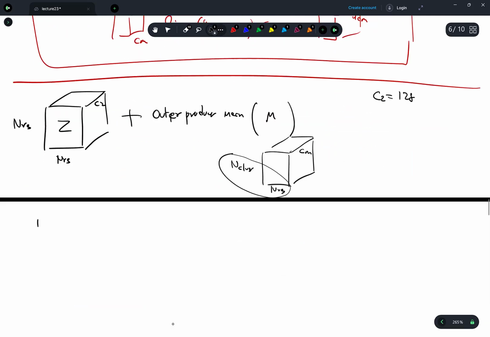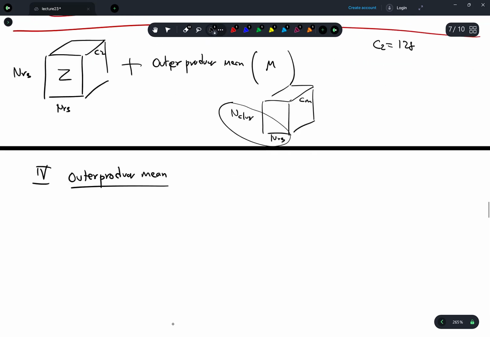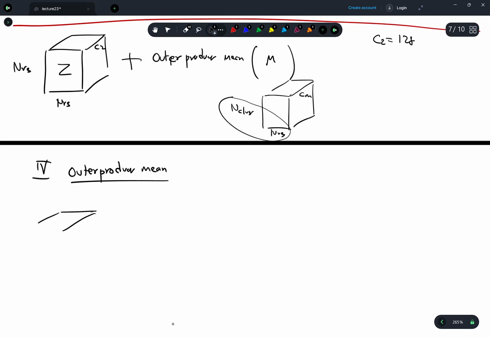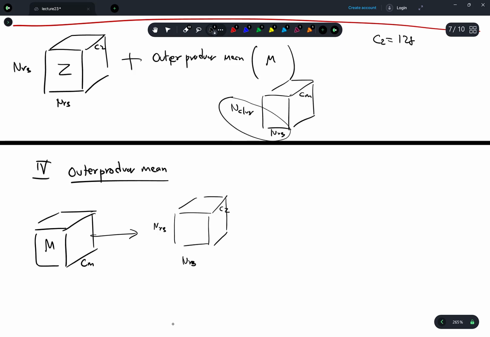Okay, so the input to this is still in the MSA space. This is the M matrix, Cm. And what we need to do is convert this into some matrix which would be Cz, nres by nres. And this is n clust by nres. And of course this is 256 and this is 128.